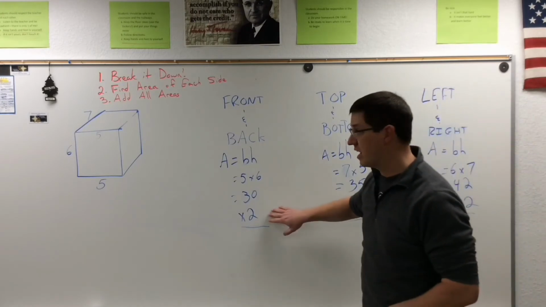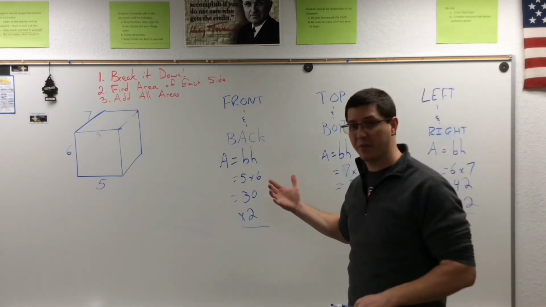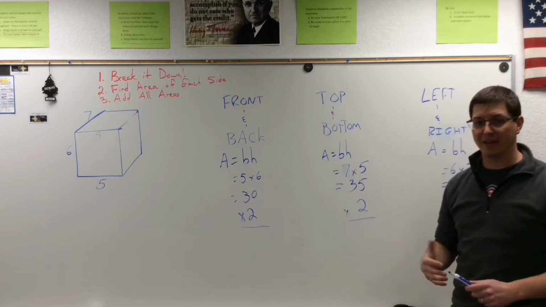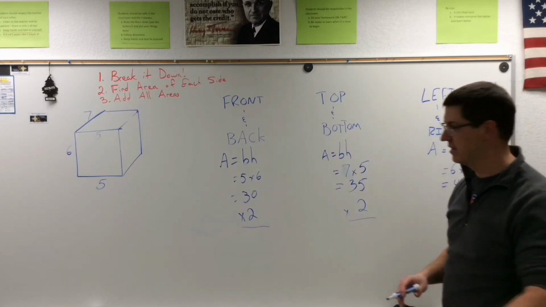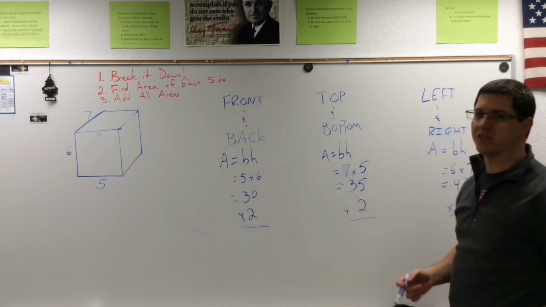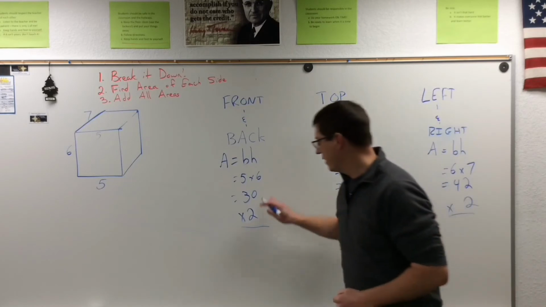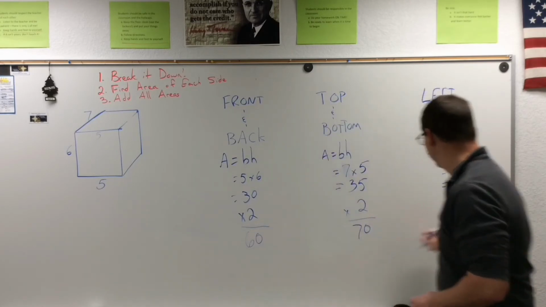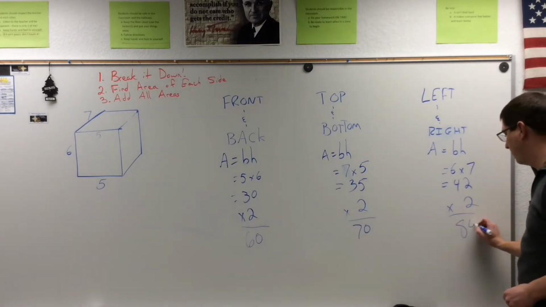Okay? And again, it's times 2 because there's the front and the back. There's the top and the bottom. There's the left and the right side. So that's why. Sometimes that step can get a little confusing. If you're not sure, just label them all individually. Okay, 30 times 2 is 60. 35 times 2, 70. 42 times 2, 84.